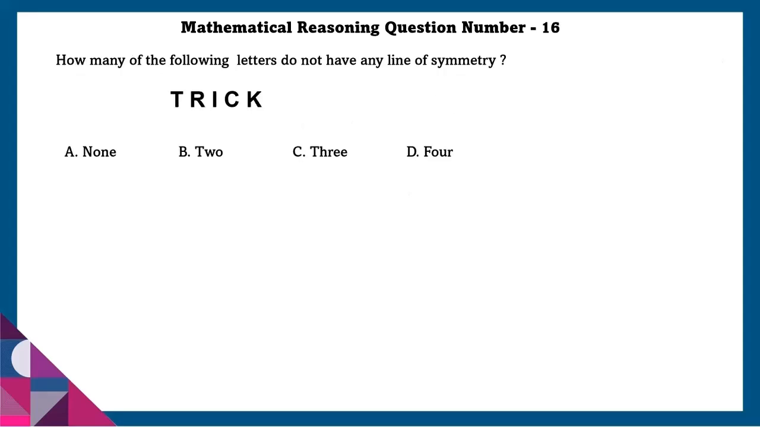Mathematics question number 16. How many of the following letters do not have any line of symmetry? T has a line of symmetry, I has a line of symmetry, and C has a line of symmetry. So R and K do not have any line of symmetry. That is, two letters of the following figure don't have any line of symmetry.